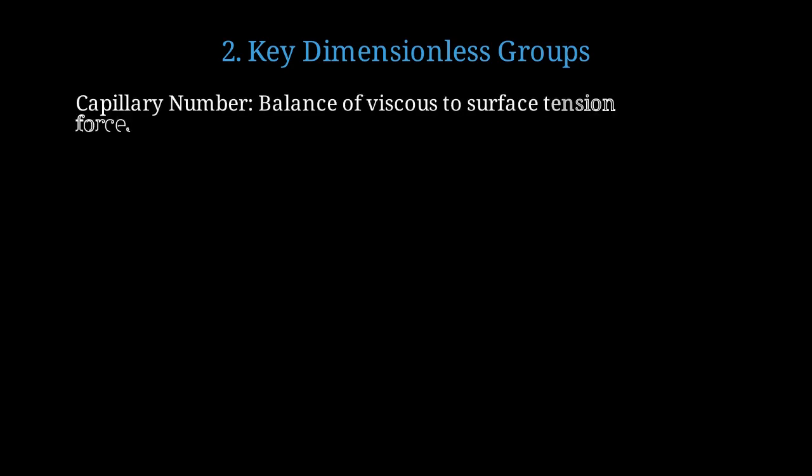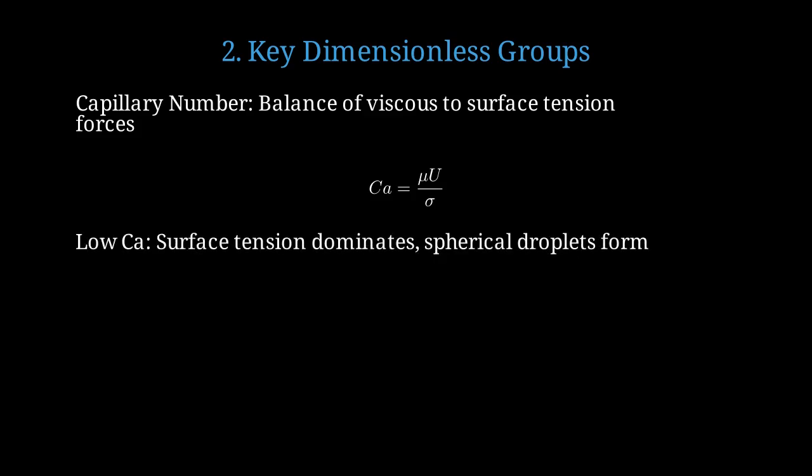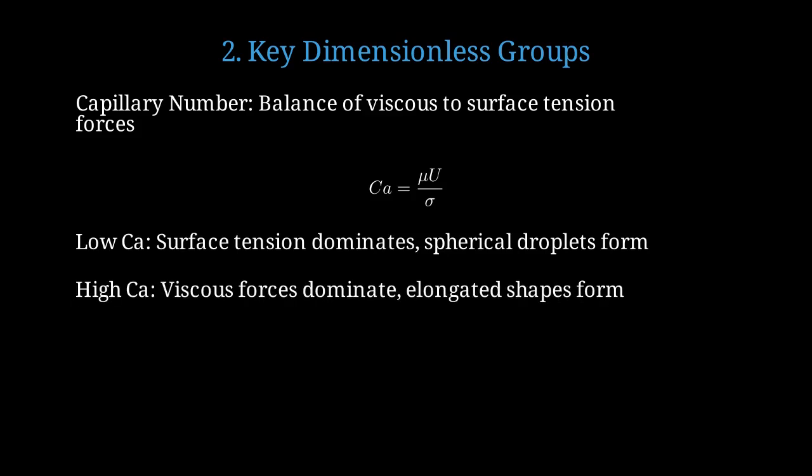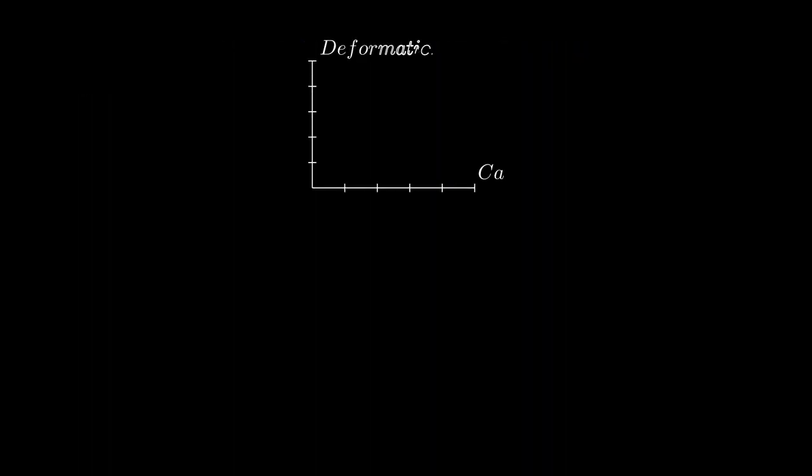The capillary number represents the balance between viscous forces trying to deform the interface and surface tension trying to keep it smooth. Mathematically, the capillary number equals viscosity times velocity divided by surface tension. When the capillary number is low, surface tension dominates, and droplets remain perfectly spherical. When the capillary number is high, viscous forces win, and we see elongated droplets and complex deformations. This graph shows how droplet deformation increases with capillary number, following a nonlinear relationship.